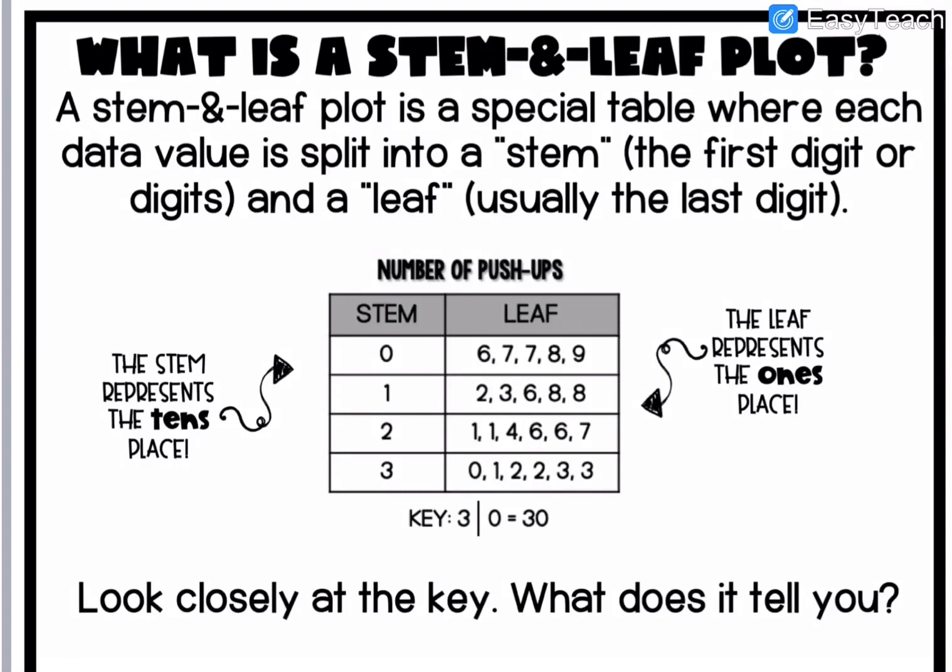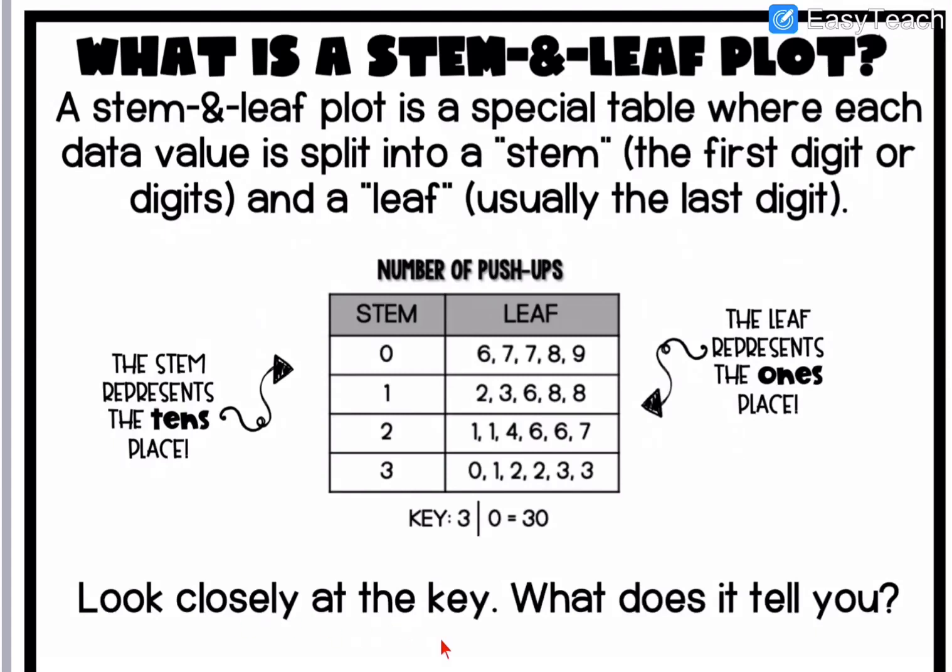So let me get my little pointer. Okay, so what is a stem and leaf plot? A stem and leaf plot is a special table where each data value is split into a stem, which is the first digit or digits, and a leaf, which is usually the last digit of a number. So this table right here, we're talking about the number of push-ups. The stem represents the tens place, and the leaf represents the ones place.